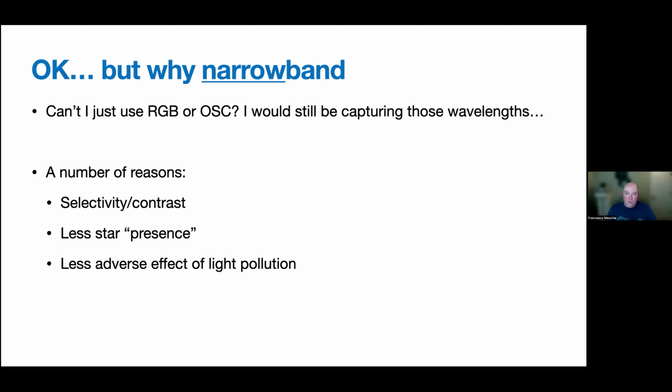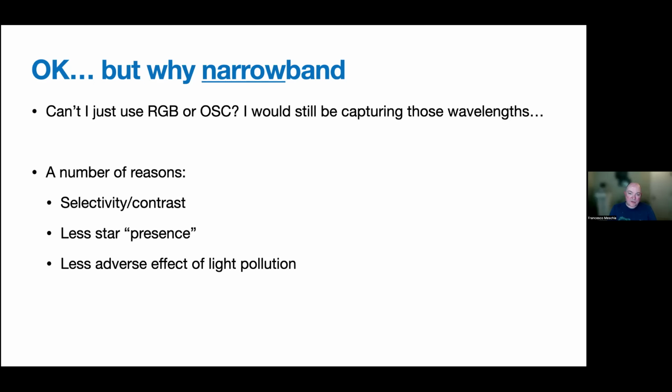Okay, so we know why we would like to image those wavelengths, but why does it need to be done with a narrowband filter? Can't I just use my RGB filters or my OSC camera? After all, if you capture everything with a 100 nanometer wide filter, you're also going to capture those wavelengths. Why is it important to capture only those wavelengths? And there's a number of reasons for this. For instance, selectivity, the fact that you're going to cut and only see the objects that have that line emission, or almost only. And this gives you also better contrast.